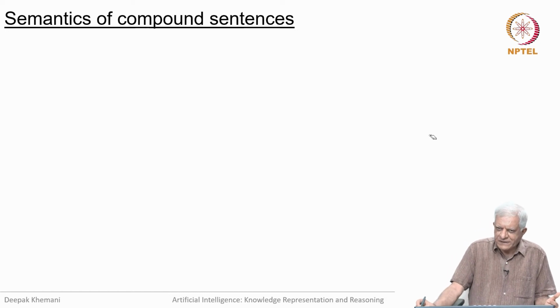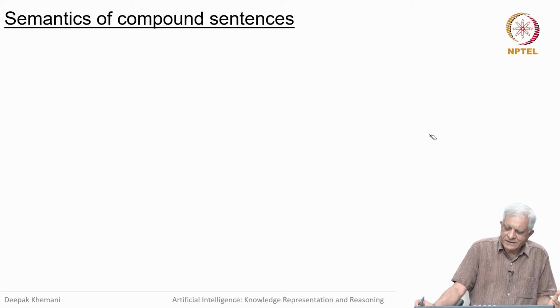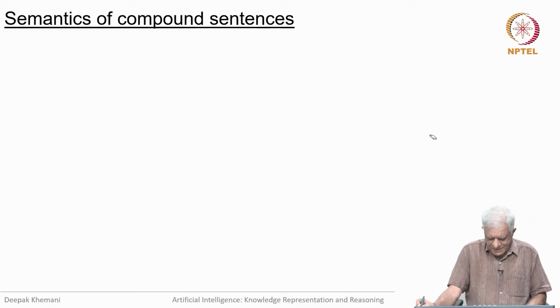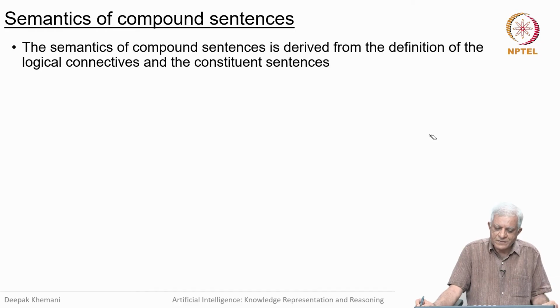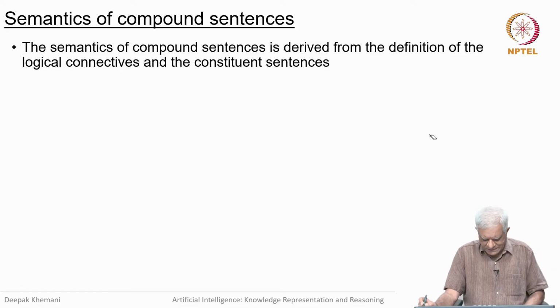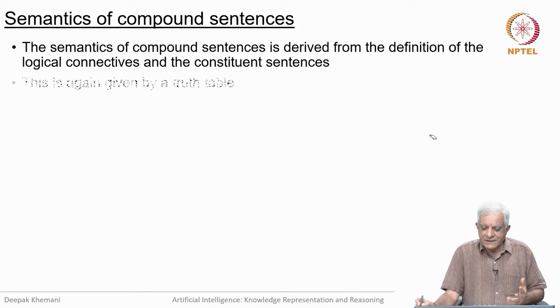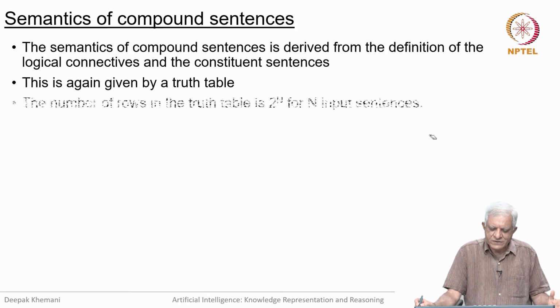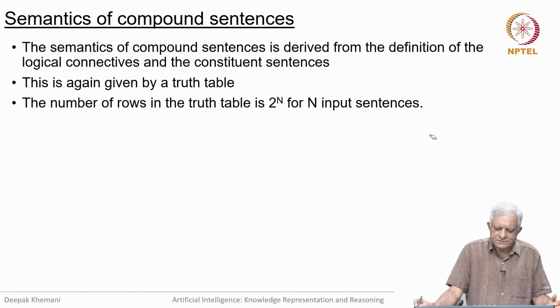So, given this set of connectives, I said that there are 16 logical binary connectives and one unary connective. How do we construct the meaning, the semantics of compound sentences? The semantics of compound sentences is derived from the definition of the logical connectives that we have seen, and we have seen that logical connectives are defined using truth tables. We can carry forward this idea of truth table to determine the semantics of compound sentences. So, this is also given by a truth table.